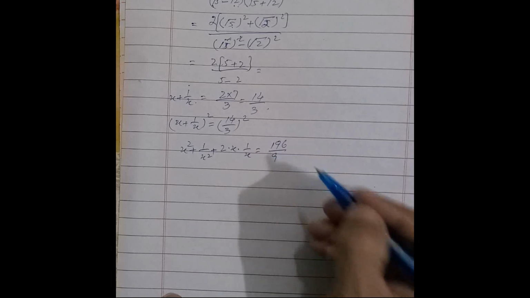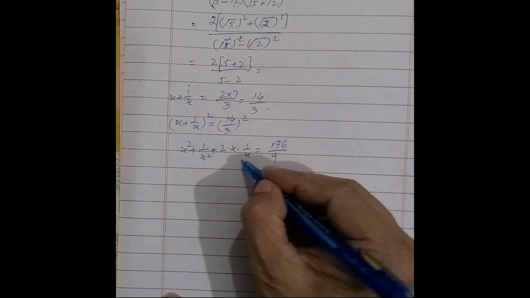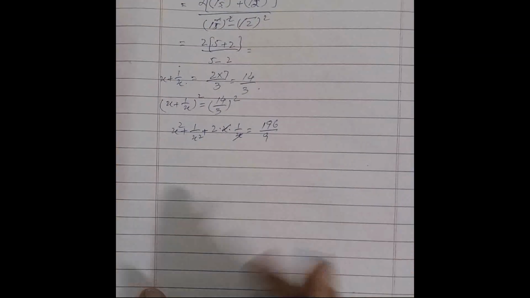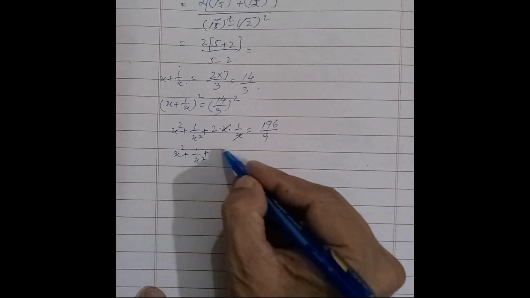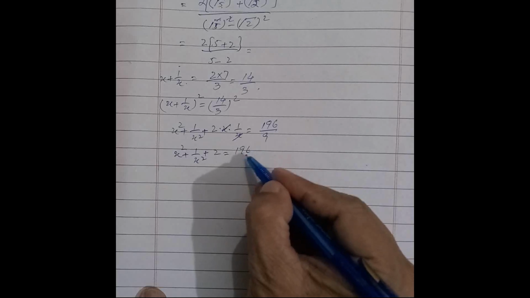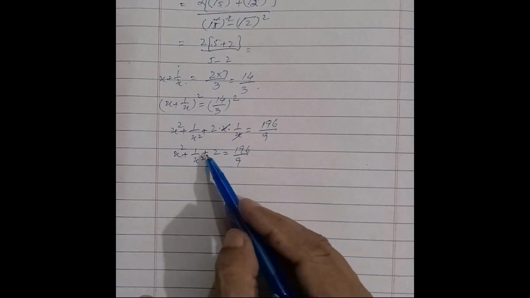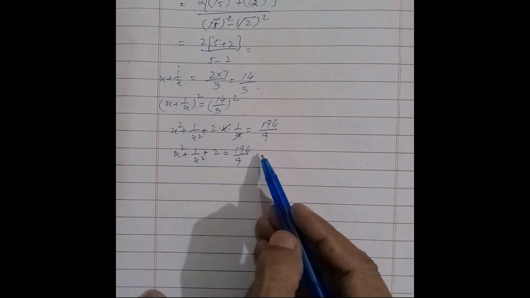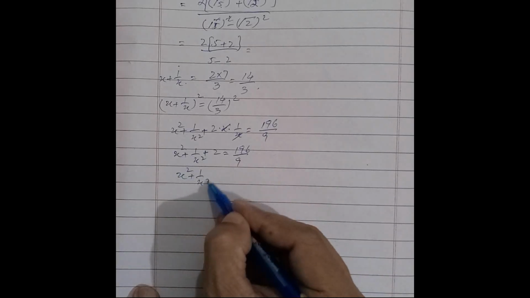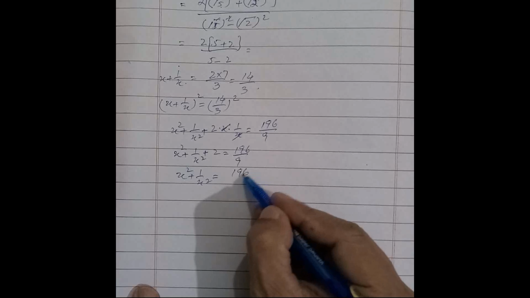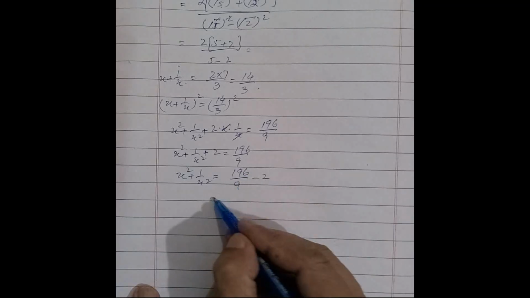196 over 3 3s are 9. Now we simplify it. x cancels with x. We have x square plus 1 over x square plus 2 is equal to 196 over 9. And plus 2 shifts to the other side, meaning the right hand side, and x square plus 1 over x square is equal to 196 over 9 minus 2.